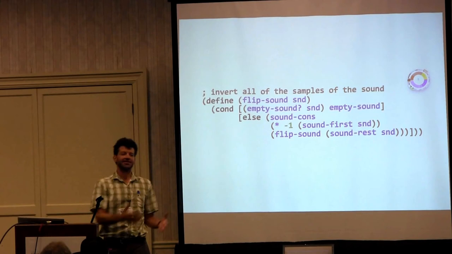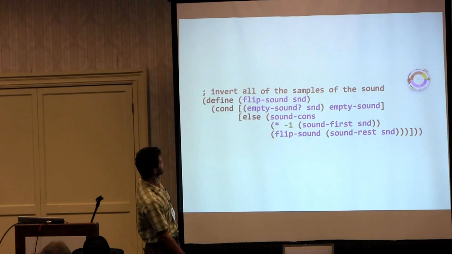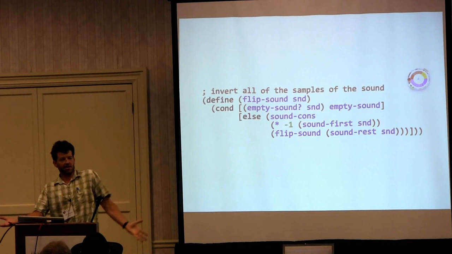So here, I'd like to write a program like this. This is how to design programs. We know how to do this, right? All we need to have is empty sound, sound cons, empty sound, and first sound and rest sound, right? And we're done. All right, but there's a problem with this.